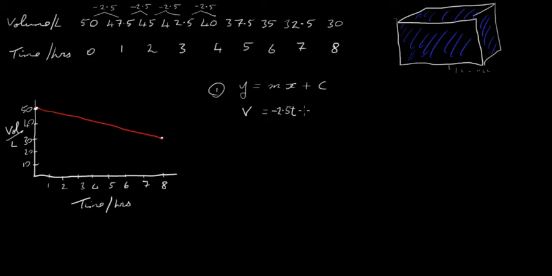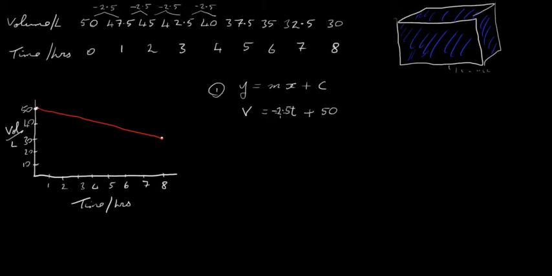So all we have to do then is just fill in where the line cuts the y-axis. Now the line cuts the y-axis here at 50, so c is 50. And this is effectively our equation that represents what's happening to the water in this tank. The volume is minus 2.5 times the time plus 50. Let's just see, does that work? We'll just pick one of these data pairs here and see, does it work?